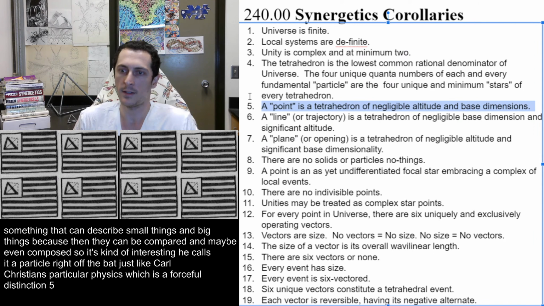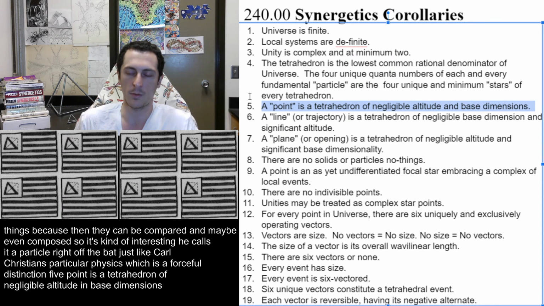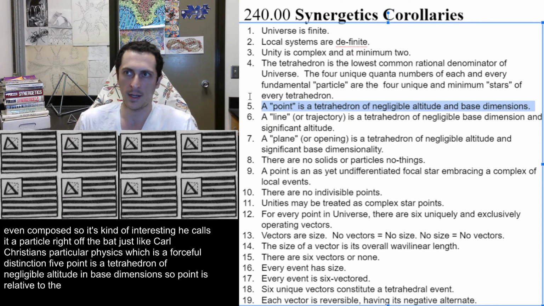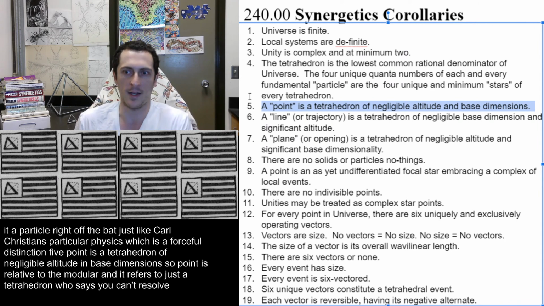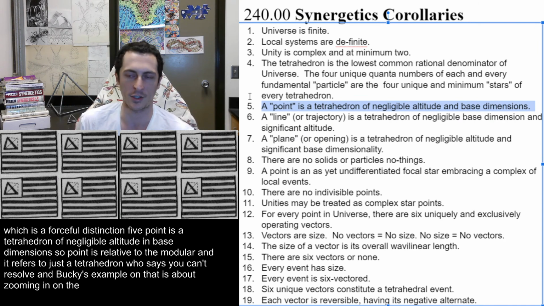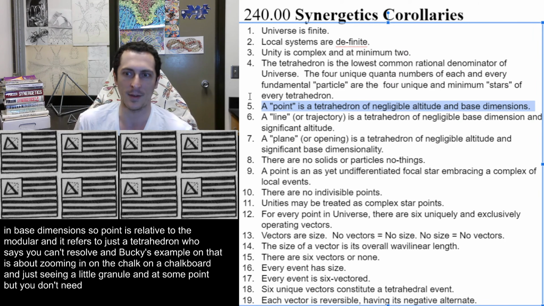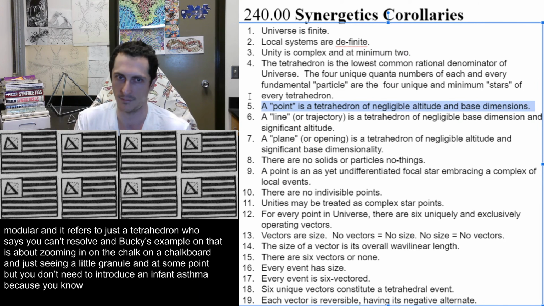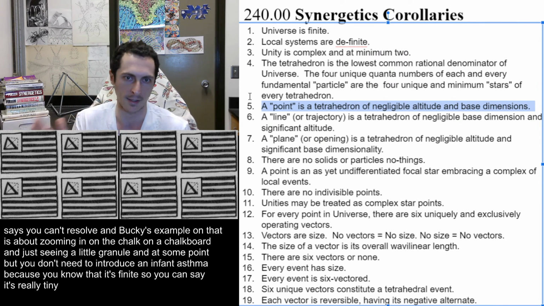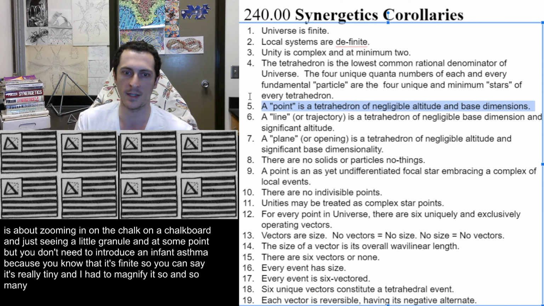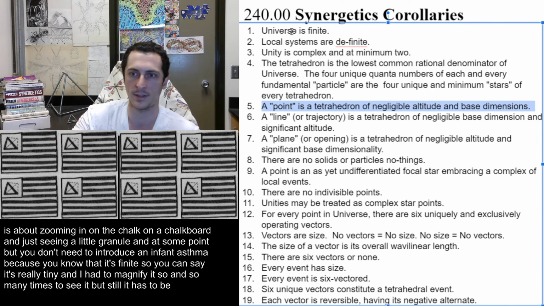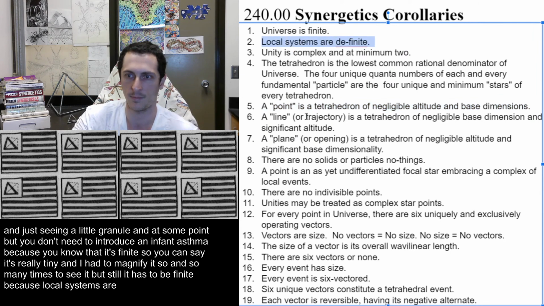5. A point is a tetrahedron of negligible altitude and base dimensions. So point is relative to the modeler, and it refers to just a tetrahedron whose size you can't resolve. And Bucky's example on that is about zooming in on the chalk on a chalkboard and just seeing a little granule, and that's a point, but you don't need to introduce an infinitesimal because you know that it's finite. So you can say it's really tiny and I had to magnify it so and so many times to see it, but still it has to be finite because local systems are definite too.